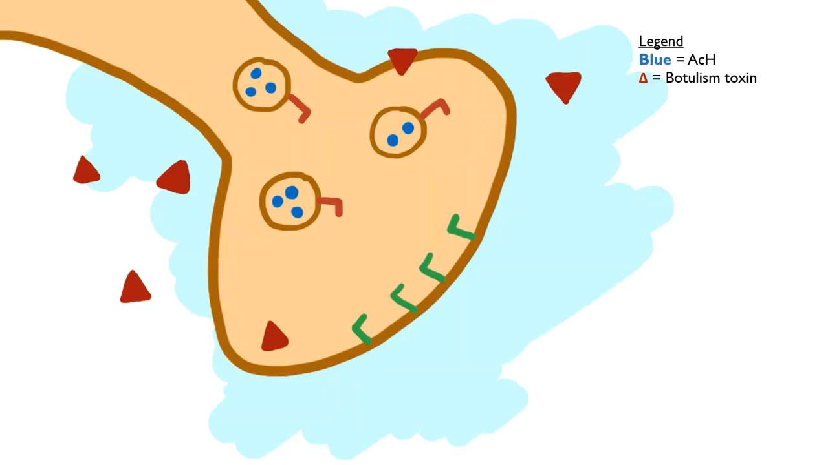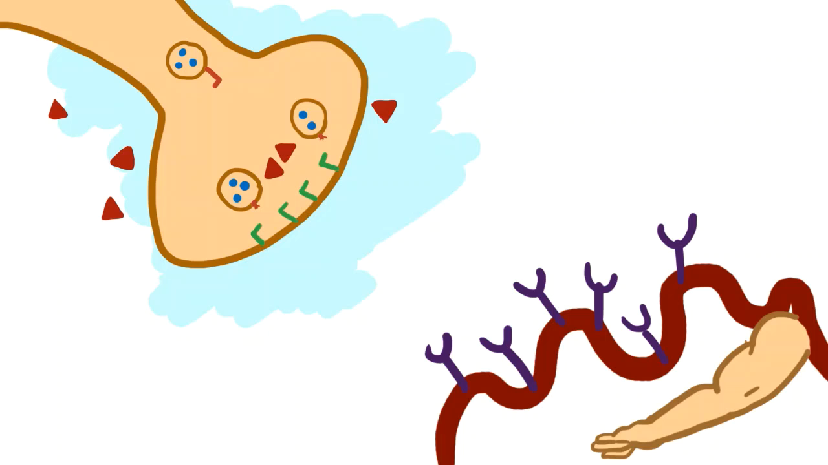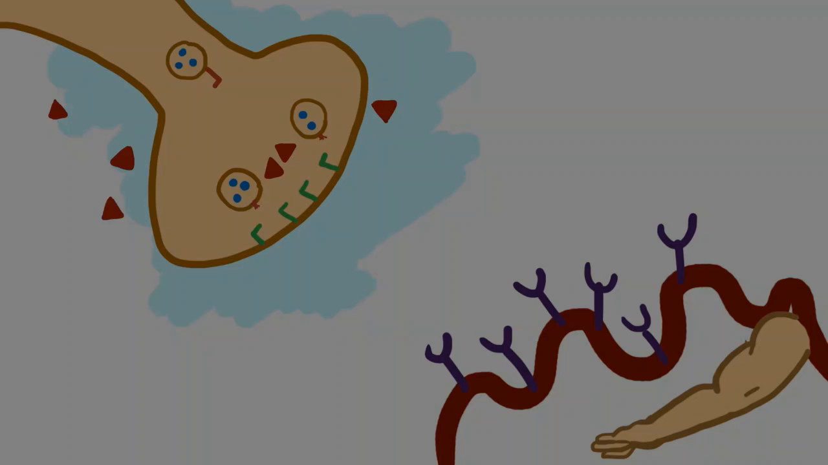Now here's where botulinum toxin comes in. Botulinum toxin will actually cleave the snare protein so that the vesicles can't dock. This prevents the release of ACH into the neuromuscular junction. Without ACH, the muscles don't get the signal to contract, and no muscle contraction means flaccid paralysis.